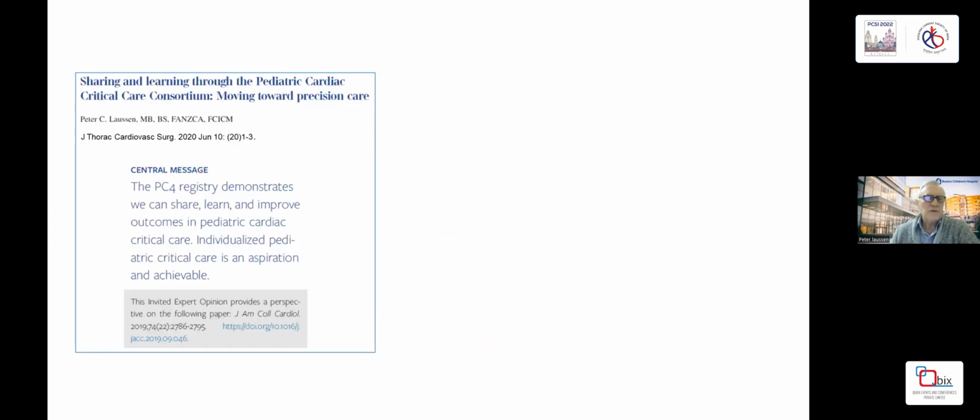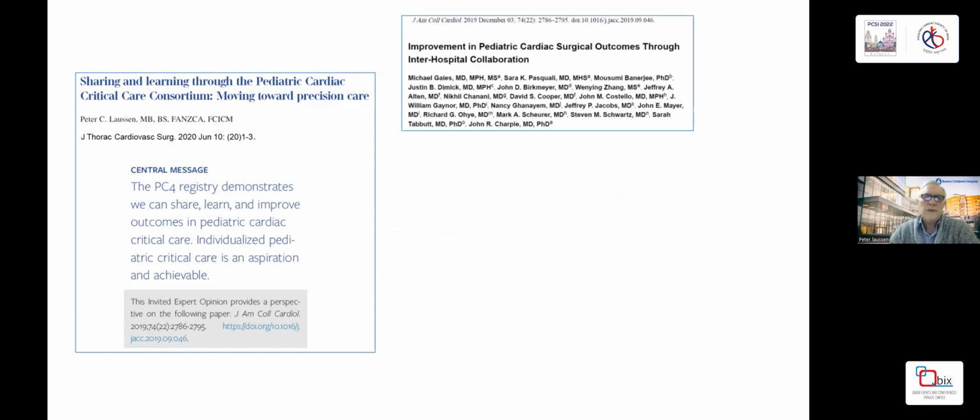Now, here's a very good example of the value of this data, however, and this is from the Pediatric Cardiac Critical Care Consortium that really over the last decade has developed a very large data set of categorical information from many centers across the world. And I wrote this particular opinion piece based on an article that had appeared by the developers of PC4, where they noted that improvement in pediatric cardiac surgery outcomes was possible simply by being part of this inter-hospital collaboration, sharing data.